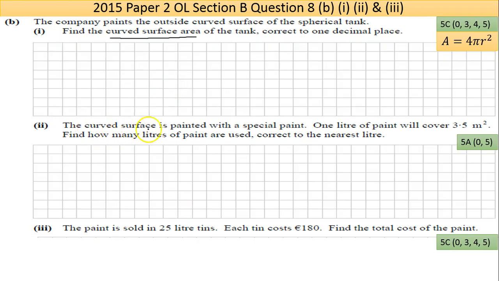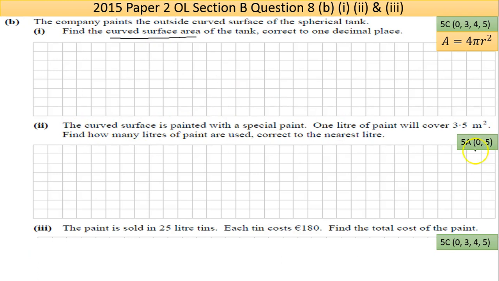Now the curved surface area is painted with a special paint. 1 litre of paint will cover 3.5 meters squared. How many litres of paint are used, corrected to the nearest litre? Now this is a good example. Say you couldn't do the curved surface area. Just make up a number here, something, a nice round number, whatever. And then if you use that number here in part 2, it would be accepted as correct. So I can see how part 1 could stymie some people.